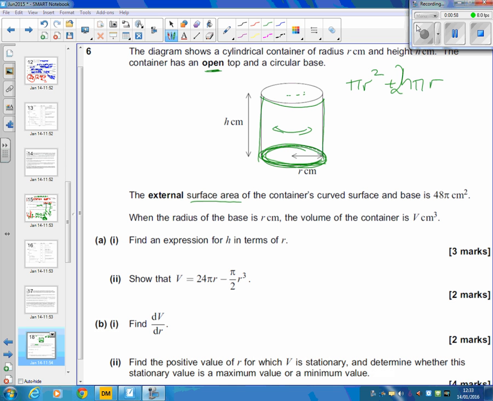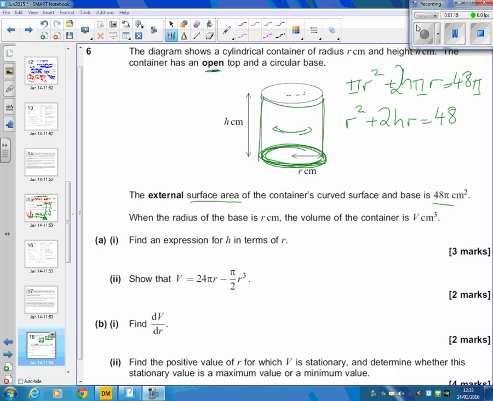That, you've been told, is equal to 48 pi. So we set it equal to 48 pi. Now a bit of manipulation. Notice there's a pi in everything. So let's get rid of that pi. That leaves us r squared plus 2hr equals 48.